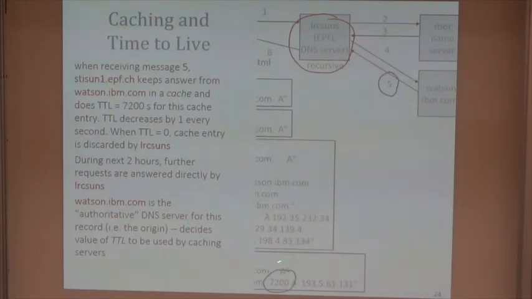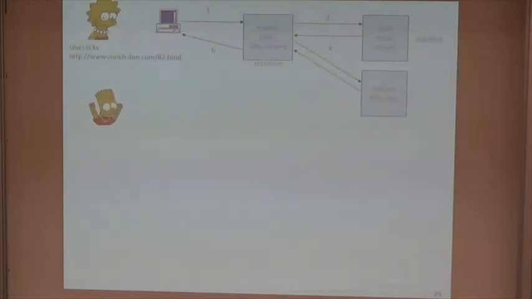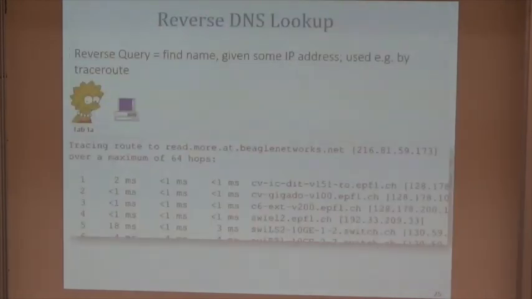So this field is present in all records. And for example, here, IBM does 2 hours. That means when this information is received, it will be kept for 2 hours. And if a new query comes after more than 2 hours, then it will trigger another request here. So let me skip this one.